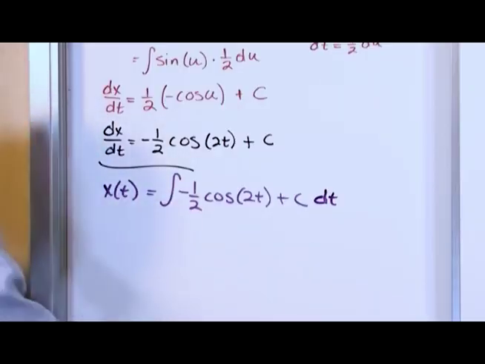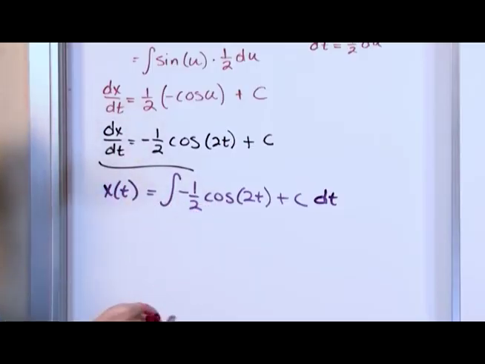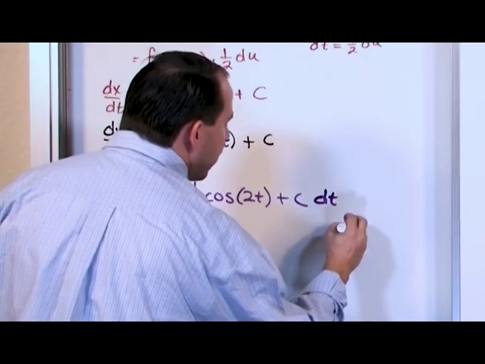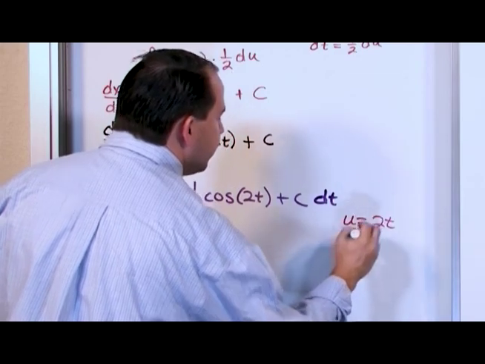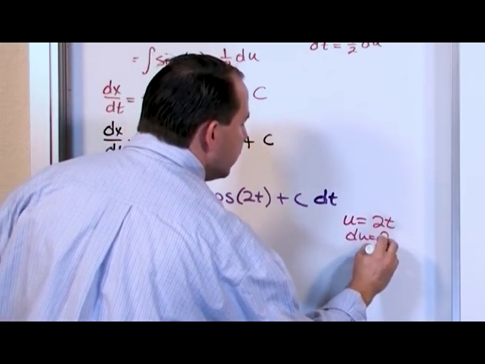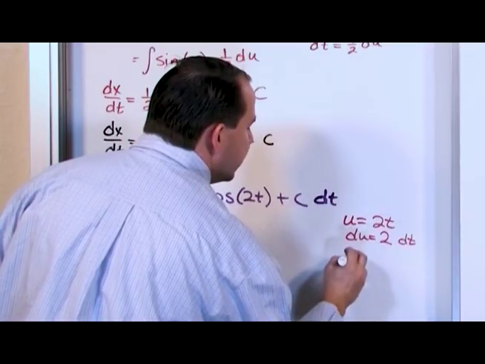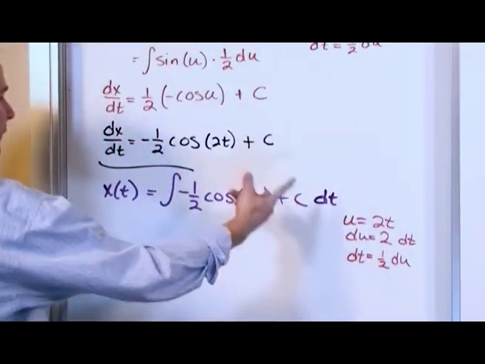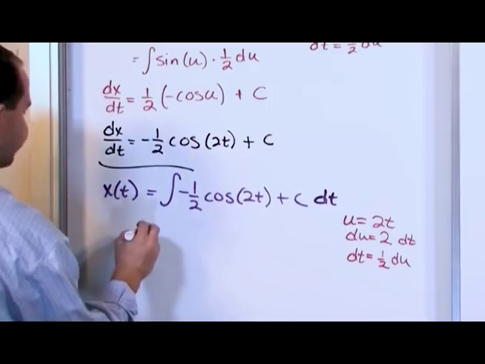So here I have the same kind of thing going on. I need to integrate a cosine that has something wrapped up in it. So you can do it however you like. I'm going to show all my work. So u is equal to 2t, du is equal to 2 times dt, and dt is equal to 1/2 du. So now I've got my substitution ready to go.